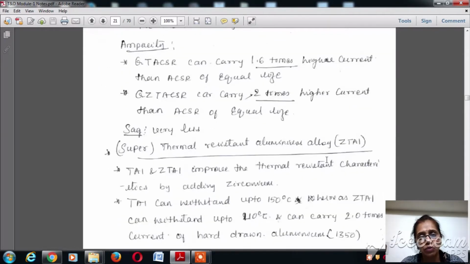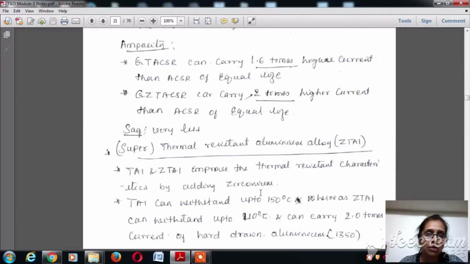Now we can think about the other type of higher ampacity conductor, that is thermal resistant aluminum alloy, TAl and ZTAl. ZTAl improves the thermal resistant characteristics by adding zirconium. As I already said, zirconium is a very costly metal, but it still improves the characteristics of the conductor. The normal TAl can withstand up to 150 degrees centigrade, whereas the ZTAl can withstand up to 210 degrees centigrade.